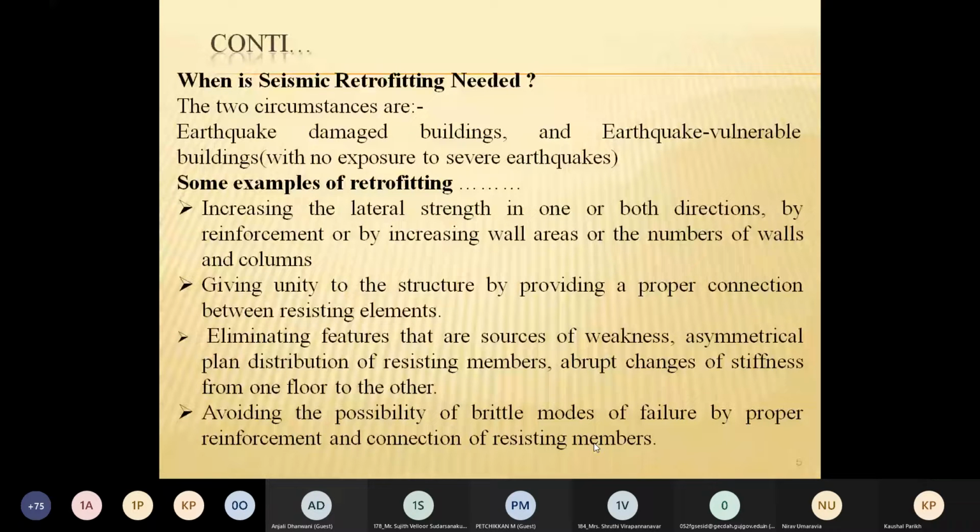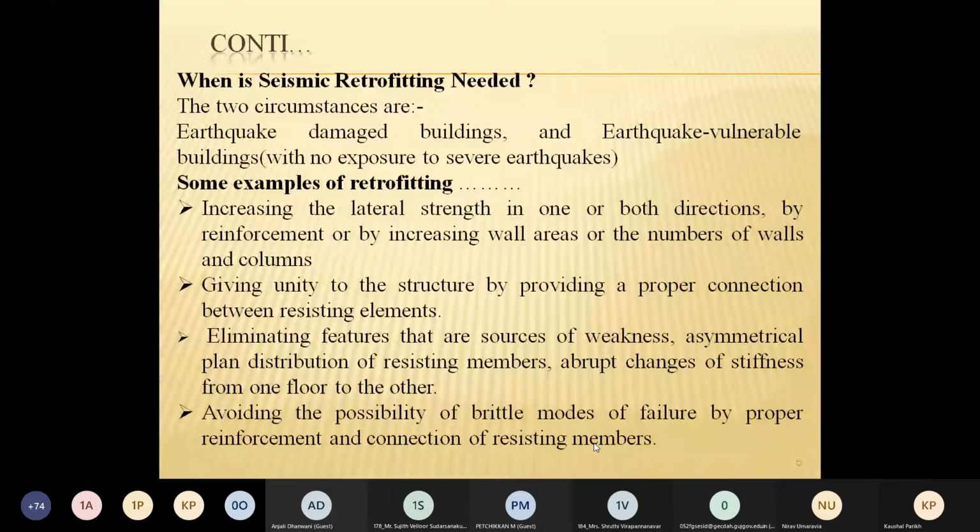Seismic retrofitting is needed under two different circumstances. One is an earthquake damaged building, and the second is an earthquake vulnerable building. An earthquake vulnerable building means there is a chance of an earthquake occurring, and because of that the building is going to be affected. The other case is where the building has already been affected.